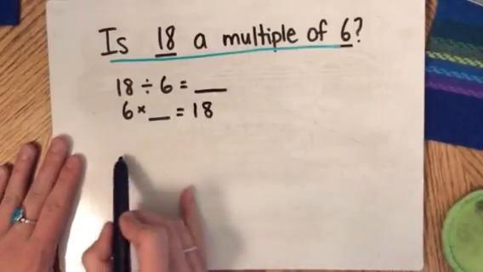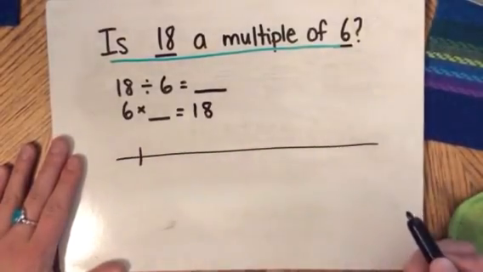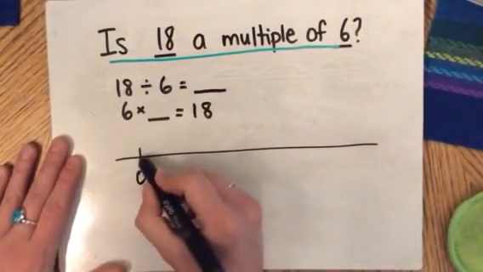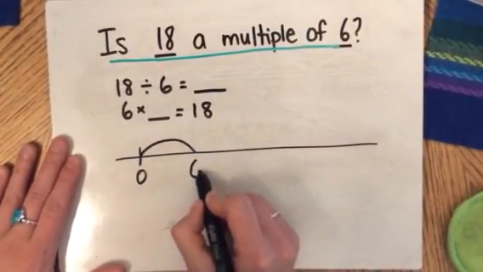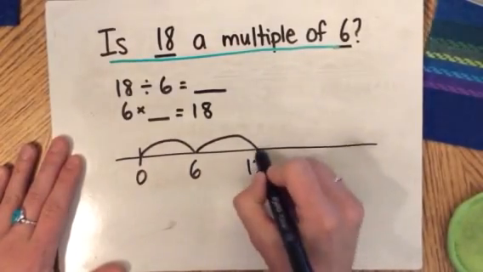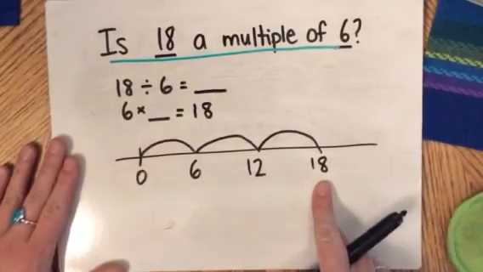Let's see. Let's try it on a number line. Can I skip count by 6s and will I land on 18? Let's see. 0, 6, 6 more, 12, and 18. So I ended up at 18.